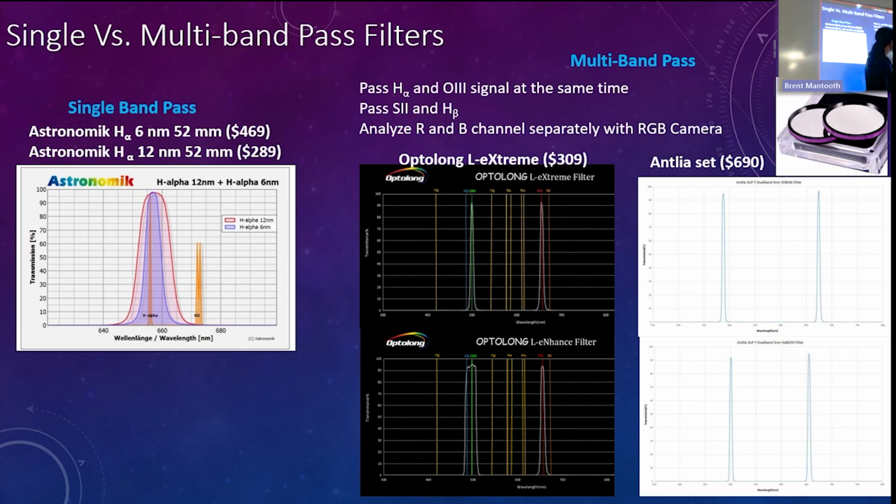And then Antlia just released a set of filters where you get the hydrogen and oxygen in one filter and the sulfur and hydrogen beta in another one. So you can do that and you get to pay the price for those. Yeah, it hits you right in the wallet. But if you have a one-shot color camera, I mean, those are kind of the way to go. And if you use the 1 1/4 inch, if you only have the APS-C sensor size, you can get away with the smaller filter, and that's probably half the cost. That's actually really cool though.